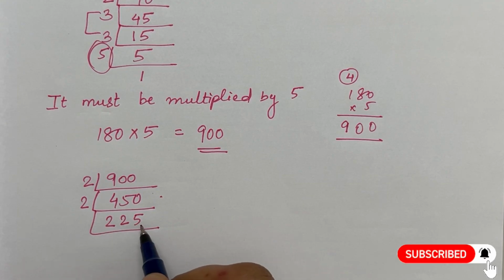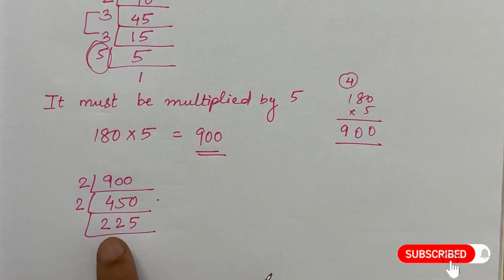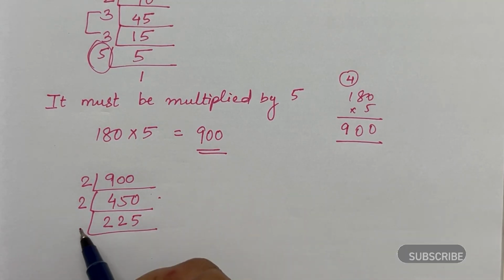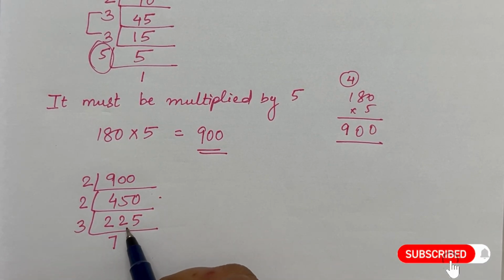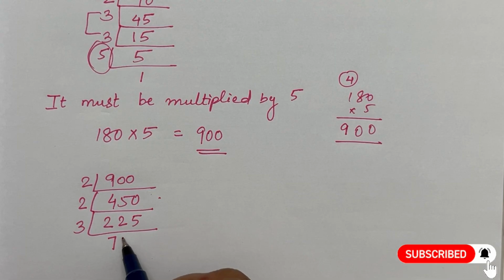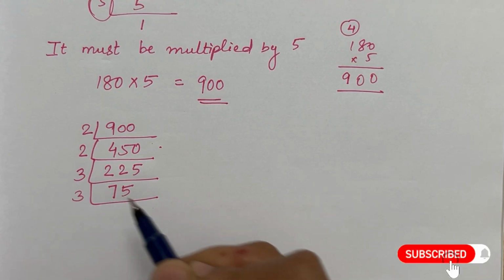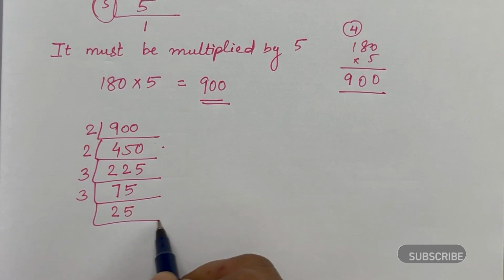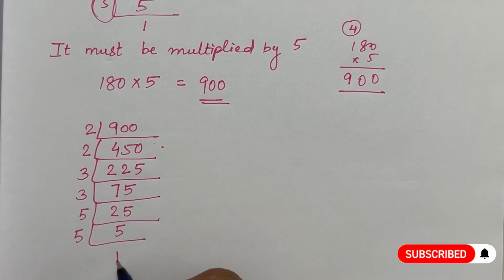Now this number is not divisible by 2. Now let's check whether this is divisible by 3. 2 plus 2 is 4. 4 plus 5 is 9. And this is divisible by 3. So 22 will not come, 21 will come 7 times, 1 left, 1 5 15, 15 will come 5 times. Again this is divisible by 3, 6 will come 2 times, 1 left, 1 5 15, 15 will come 5 times. Now 25 is divisible by 5 5 times, and 5 is divisible by 5 1 time.